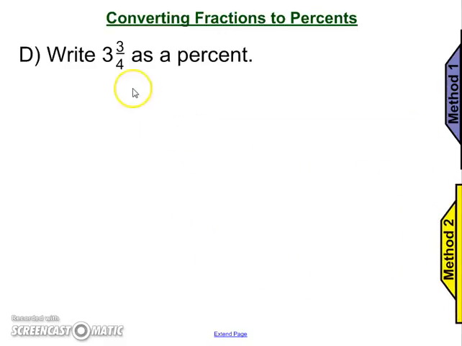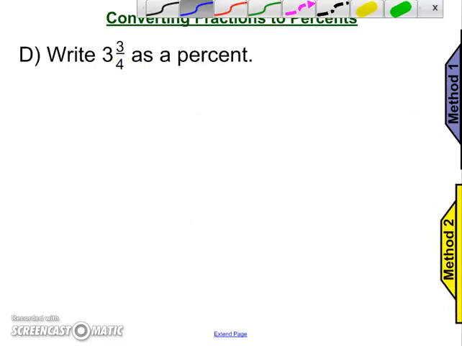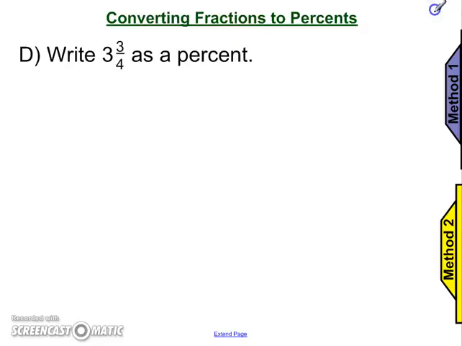Well, the first thing I'm going to do in this particular case is express this mixed number as an improper fraction, a top-heavy fraction. 4 times 3 is 12, plus 3 is 15. So this is 15 fourths. Now the nice thing in this case, and this is where method number 2 actually works really well, is because I know 4 goes into 100 evenly.